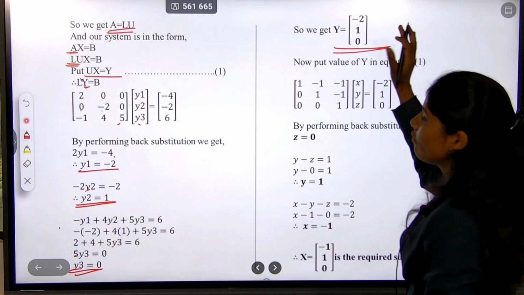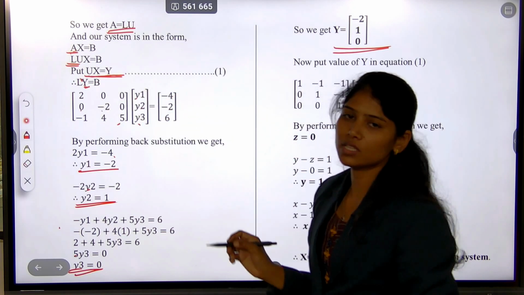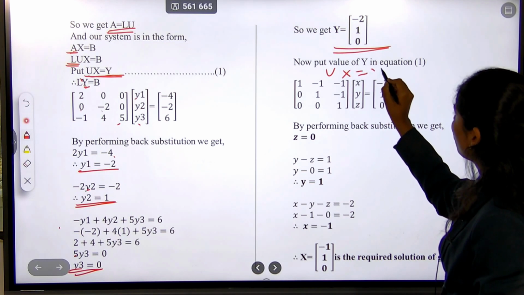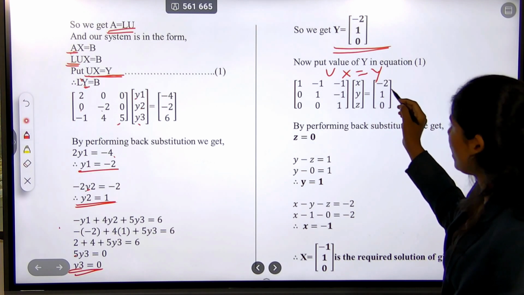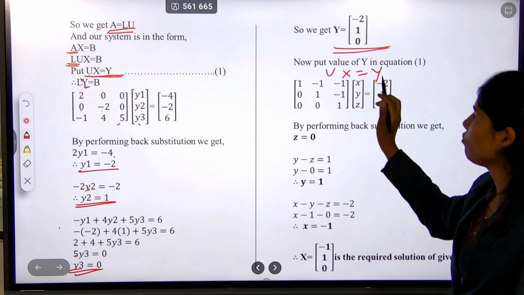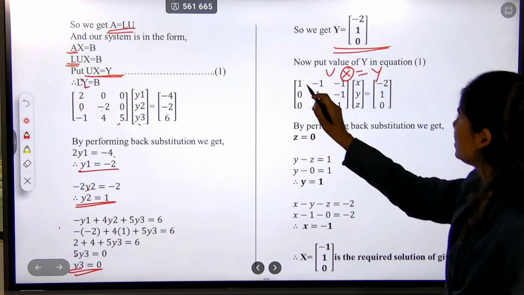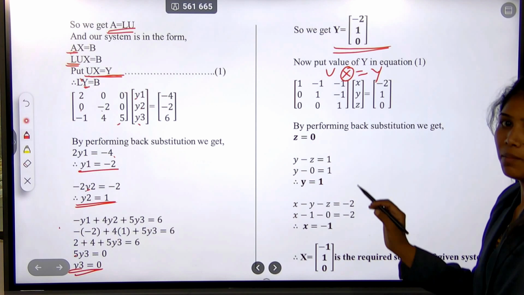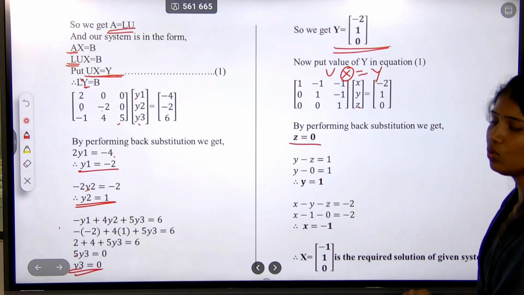So after getting y, we have to put this y in the equation Ux equal to y. So put here Ux equal to y. We know the value of x is x, y, z and the value of y is -2, 1, 0. So solve this system for the values of x, y and z. Here it is also in triangular form, so perform back substitution. By performing back substitution here we get z equal to 0.